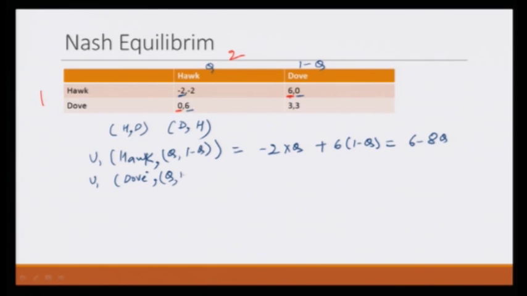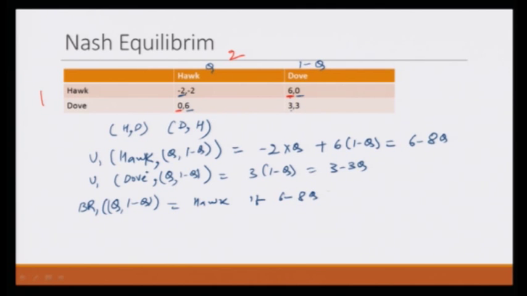If player 1 plays dove, it's going to be 0 multiplied by q plus 3 multiplied by 1 minus q. So that is 3 minus 3q. Clearly, when player 2 is mixing between q and 1 minus q, the best response of player 1 is to play hawk if 6 minus 8q is greater than 3 minus 3q. The strategy that gives the better payoff is what player 1 would play.